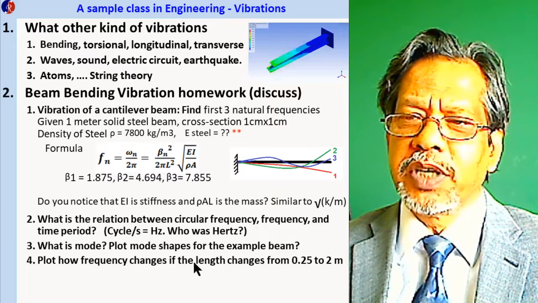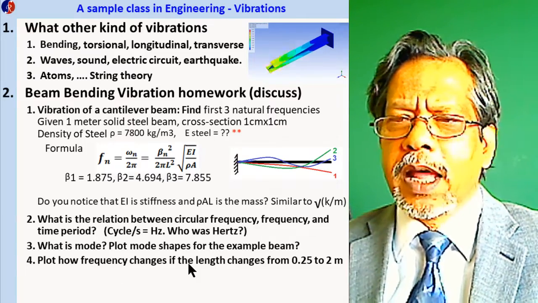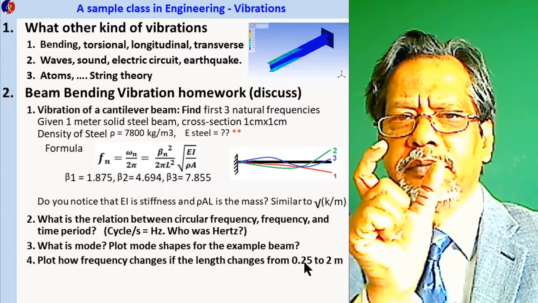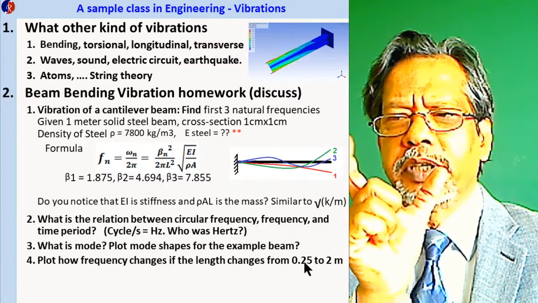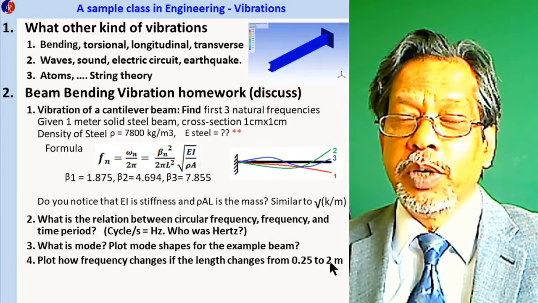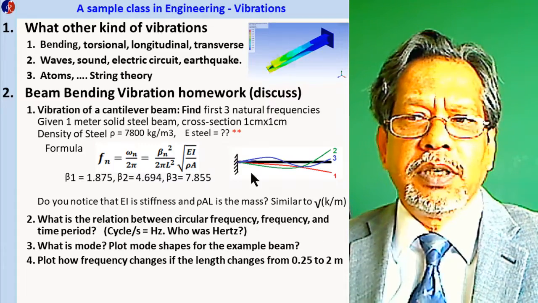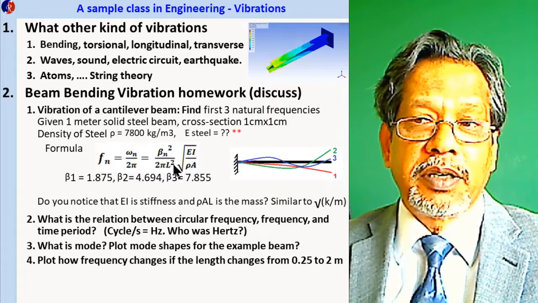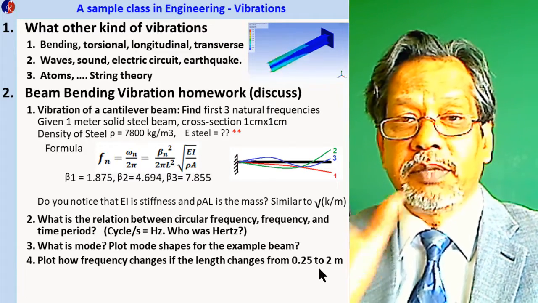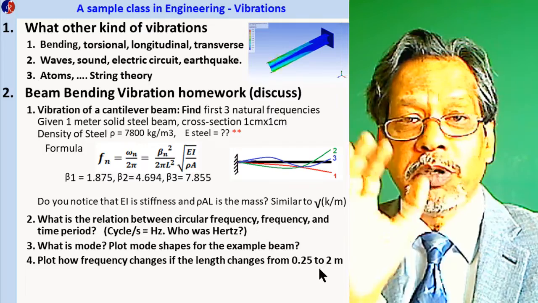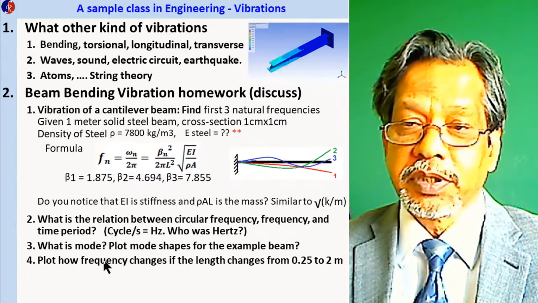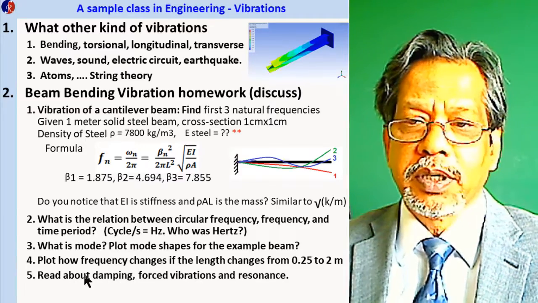Plot how frequency changes with length. If the length changes, let's say from 0.25, a short beam, and then 0.35, 0.45, and so on, you can ask them to calculate all the way to 2 meters and plot it. Because L squared is in the denominator, you'll see the variation. If you make the beam longer, the natural frequency will drop. This is all natural frequency, its own frequency of vibration.